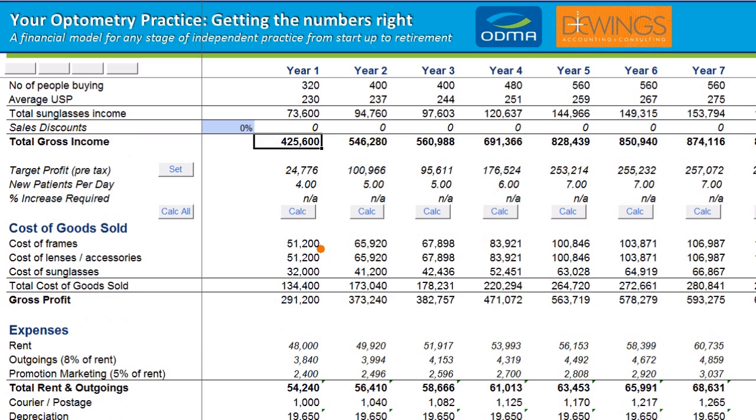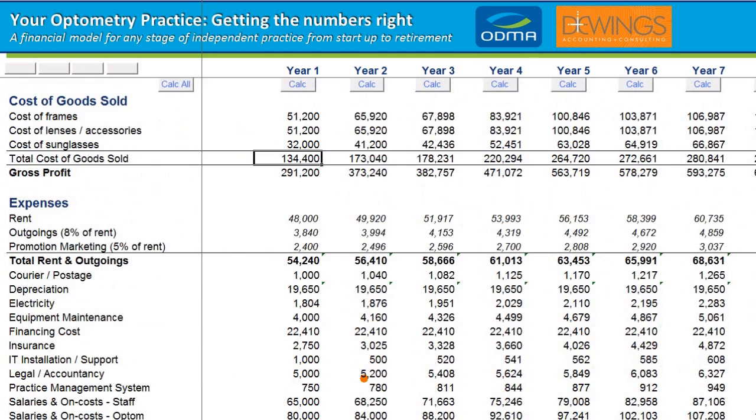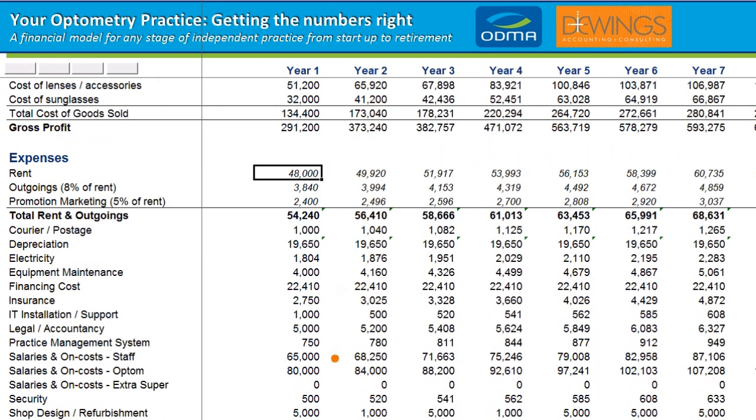And this is a variable cost. If you sell more stock, your cost of goods sold is going to go up. If you sell less, then it's going to go down. Below that, we've accounted for the various overheads and more fixed type costs associated with running a practice. So your rent, for example, doesn't increase or decrease based on the number of patients that you're able to see. And the same for things, for example, like your support salaries and so on.